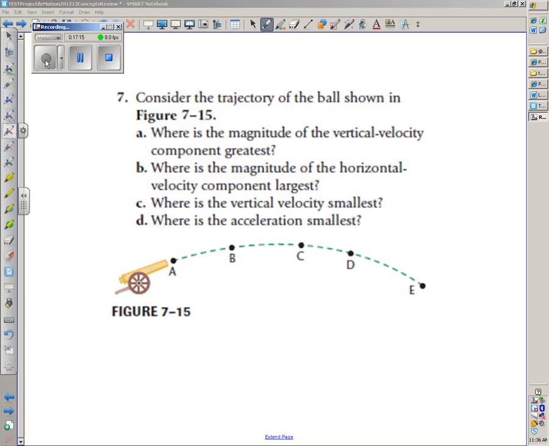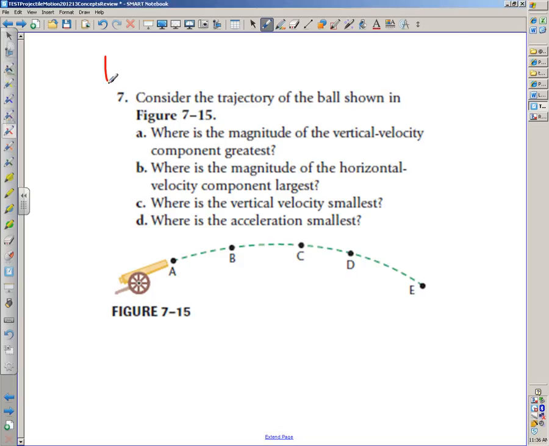Alright. So, this is a question from page 170 of your textbook, asking you to compare some of the different properties of this flight at different points in its path. First, where is the magnitude of the vertical velocity the greatest? So, vertical velocity being affected by gravity, right? I already established, I told you that E is below A, so that means that the vertical velocity will be greatest at point E.